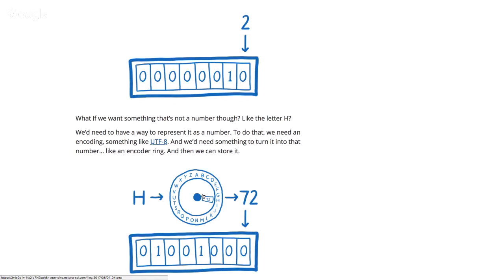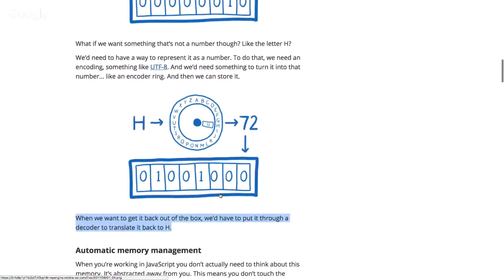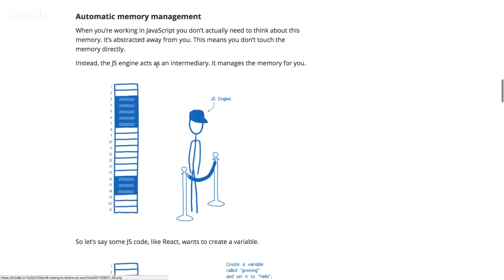We know how to store numbers in a word. Numbers can be converted to binary and stored, so that's what was done. But when we get it back from the memory address, we get back a number now, so we need to decode it. We have to use a decoder to decode it from a number back to a letter, is what they're saying. The next section is automatic memory management.